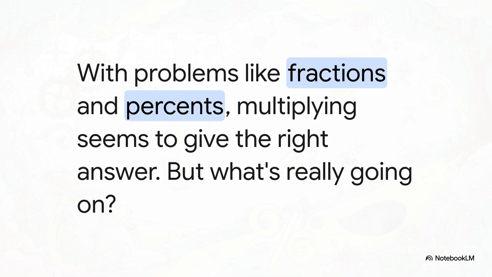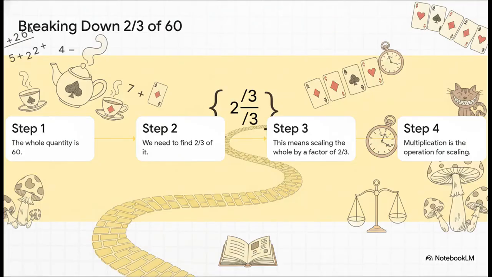But what's really happening under the hood, mathematically speaking? And this is the big reveal, the key idea right here. "Of" doesn't actually mean multiply. What "of" really signals in this case is that we're taking a piece of a whole. We are scaling a quantity. And yeah, multiplication just happens to be the tool we grab to get that job done.